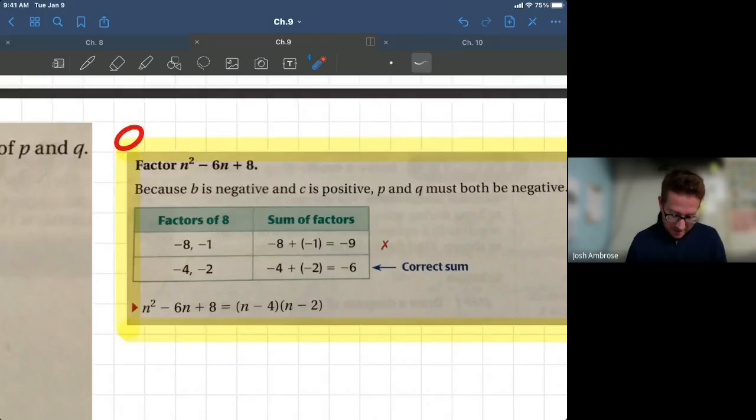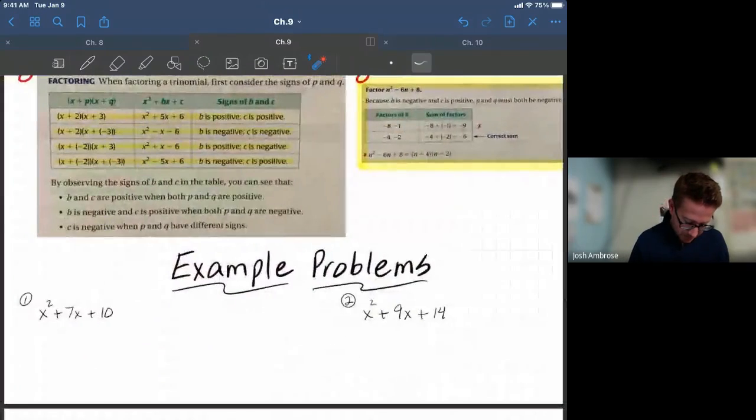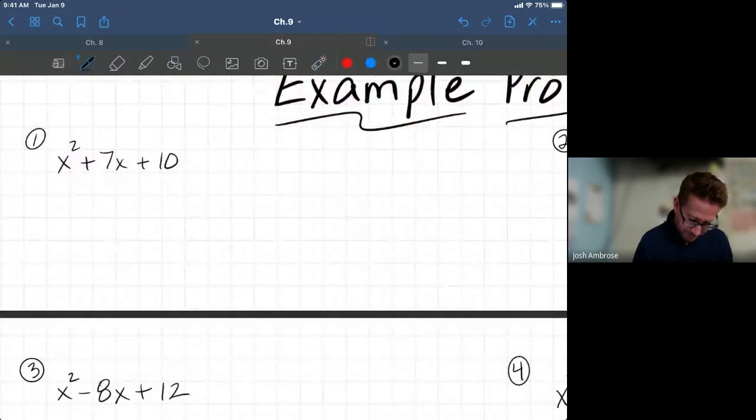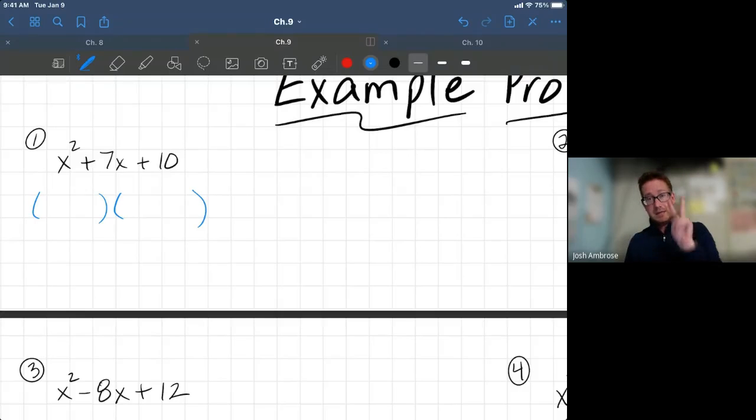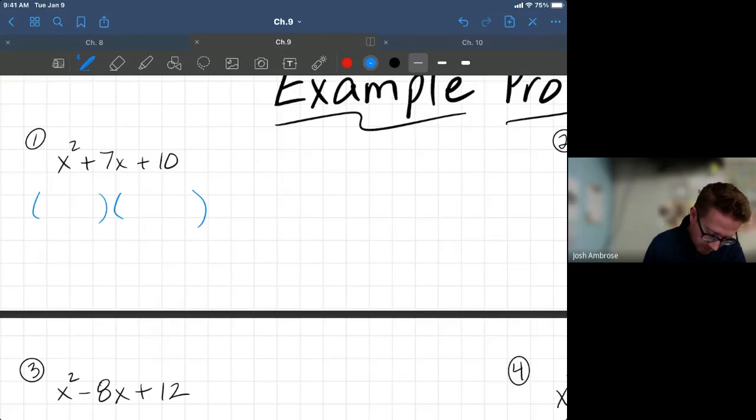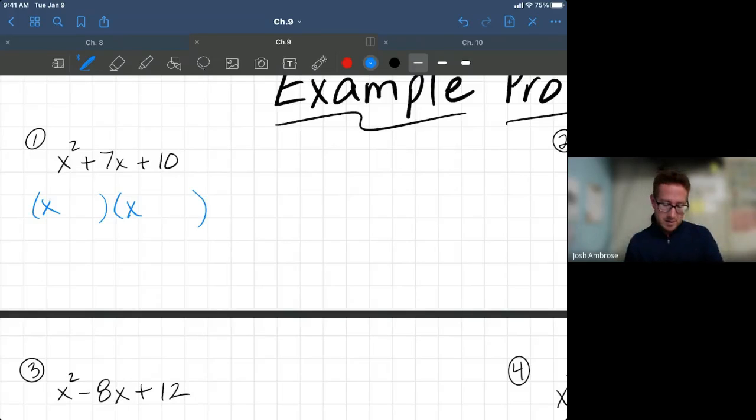All right, I think it's time. Let's do some example problems here. All right, here we go. So step 1 is make your double set of parentheses. Step 2, fill in the first blank both with x. Why do you do that? Because this first term is x squared, and it breaks down into x and x.